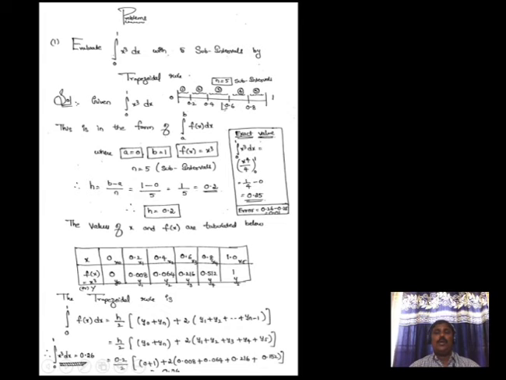0.4, 0.6, the difference is 0.2. 0.6, 0.8, the difference is 0.2. 0.8, 1, the difference is 0.2. So in total we have 5 subintervals. We can see here 1, 2, 3, 4, 5. Five subintervals we have. So h equals 0.2.